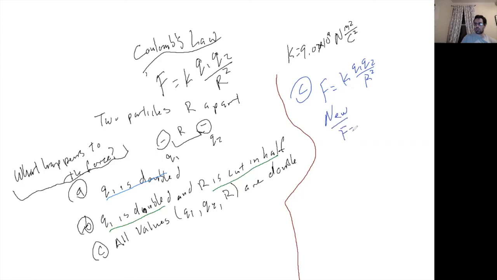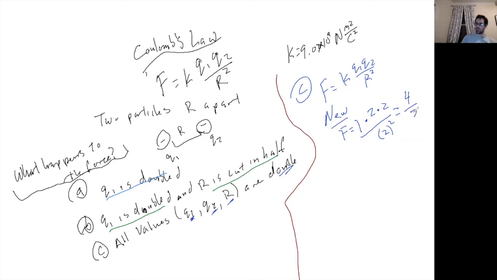force is going to be, well, what are we changing? Well, K stays the same. And then Q1 is doubled. So we multiply by 2. Q2 is doubled, so we'll replace that with a 2. And then R is doubled, so we'll divide by 2, because we're replacing R with twice as much, squared. And so what we get on top is we get 4. 1 times 2 times 2 is 4. And then we're dividing by, what's 2 squared?